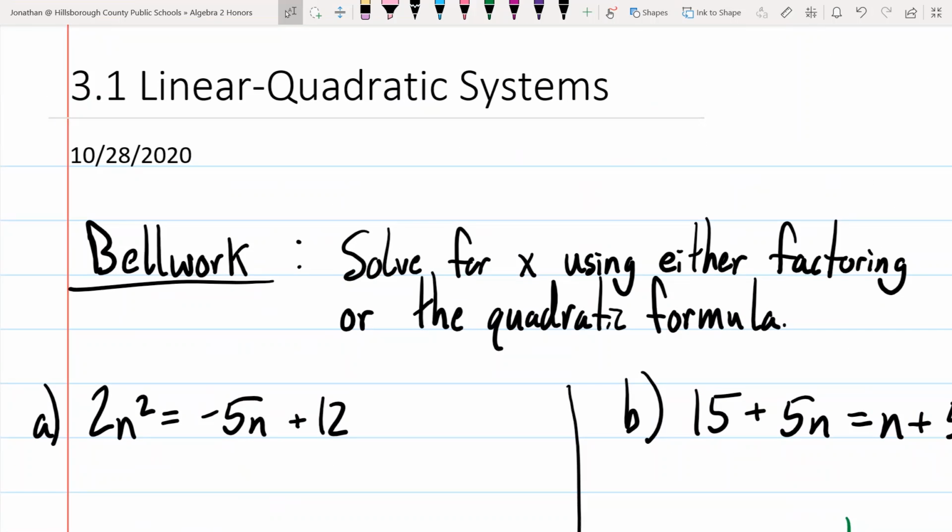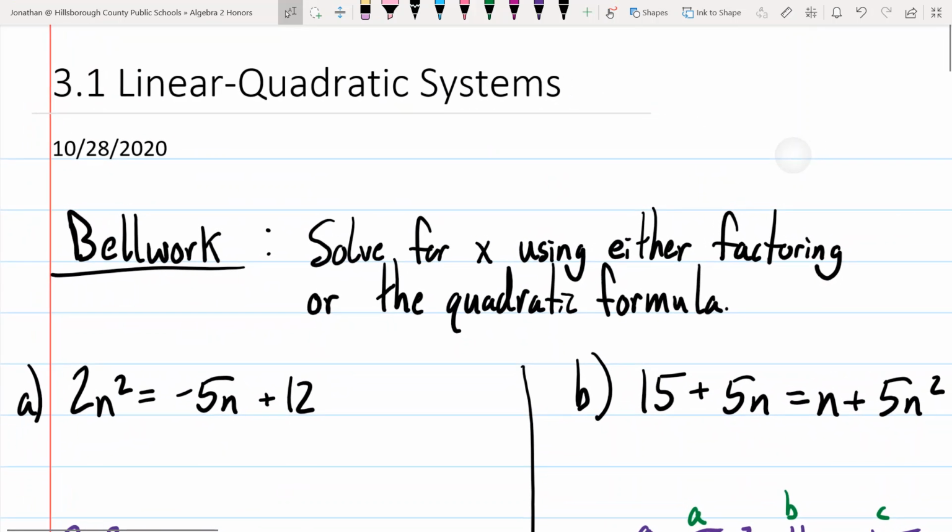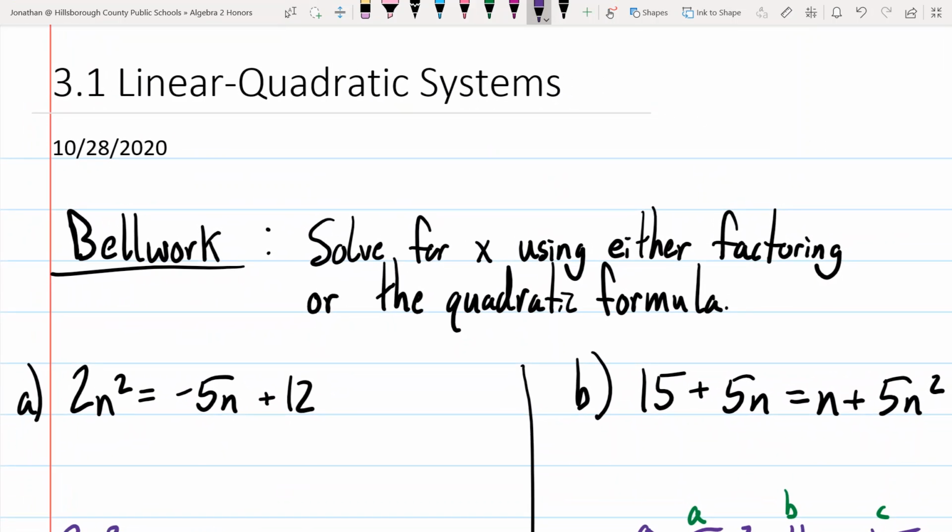Solve for x using either factoring or the quadratic formula. So if you want to pause the video and write these problems down, that'd be a good idea because I will have these solutions right below this.